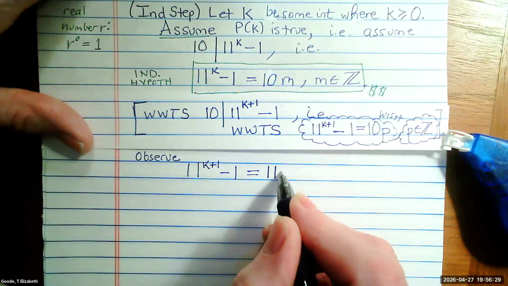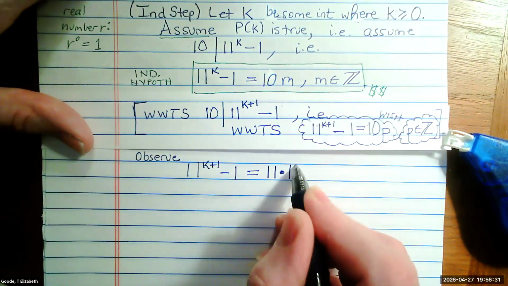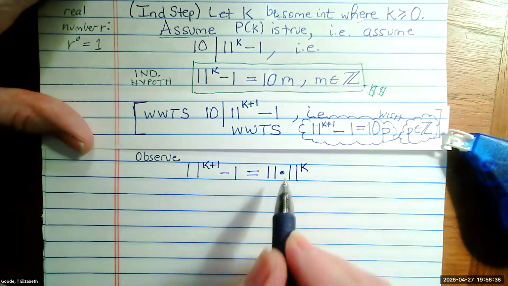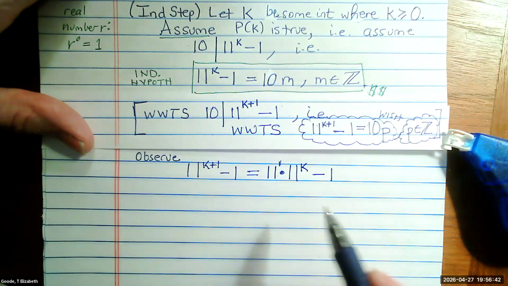Will we start with either 11 or 11 to the k? Yeah, I'll say 11 times 11 to the k, right? Because this becomes 11 to the k plus 1, because there's a 1 there. All right, the whole thing is still minus 1. We don't want to lose our minus 1.